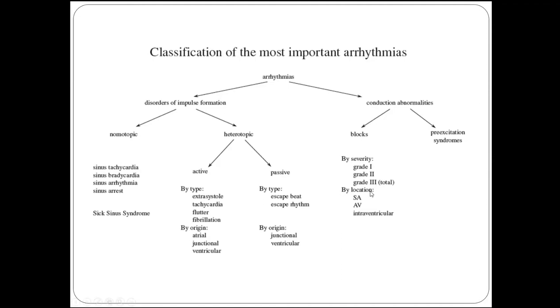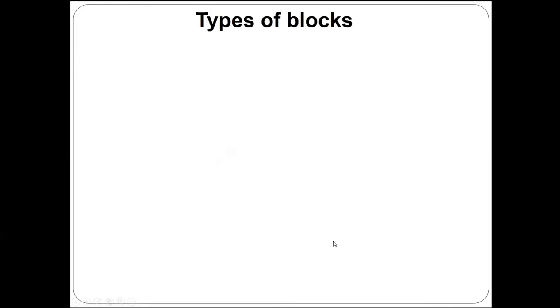Depending on the location of the block, anywhere inside the heart where we have connected areas, such as between the SA node and the atrium, that's the SA block. Between the atrium and the ventricle, that's called the AV block. And we also have the intraventricular blocks. So these are the different types of conduction abnormalities.